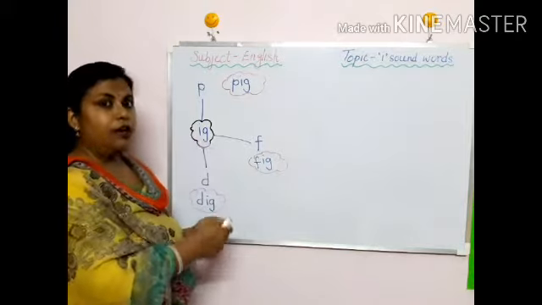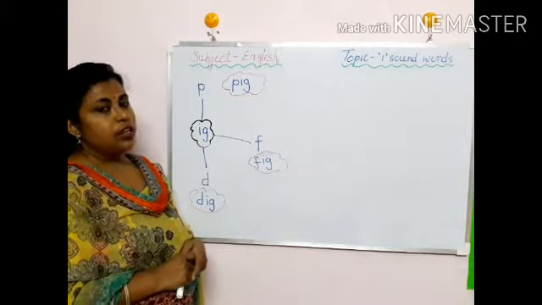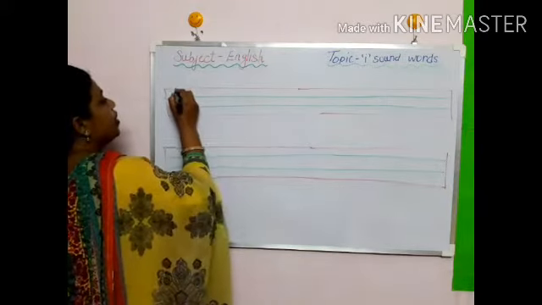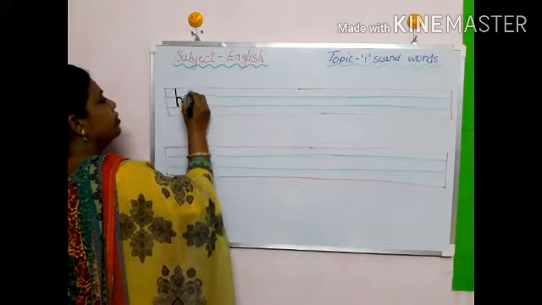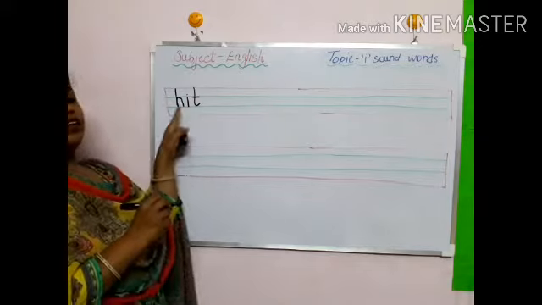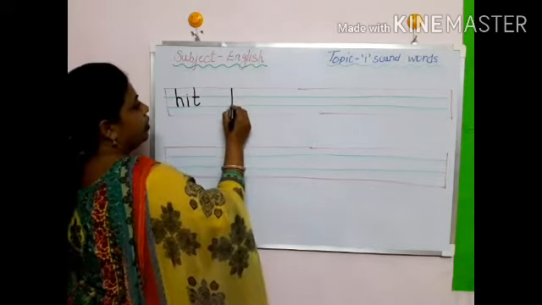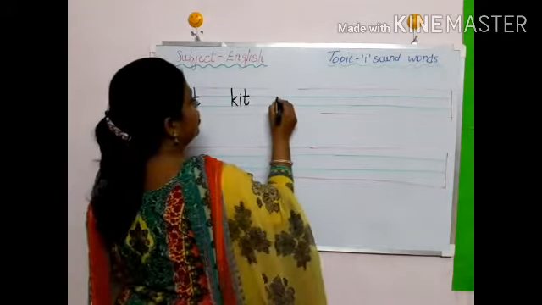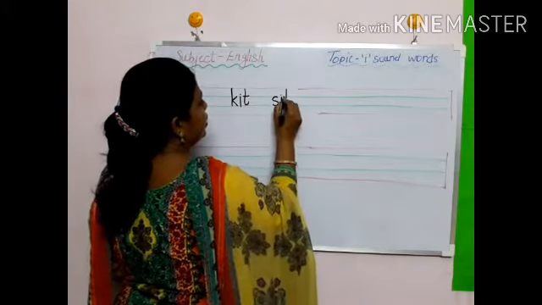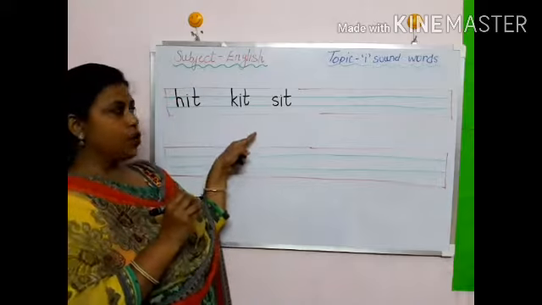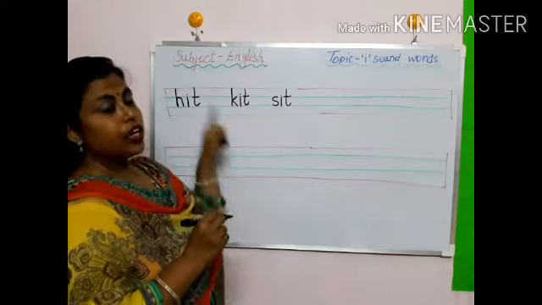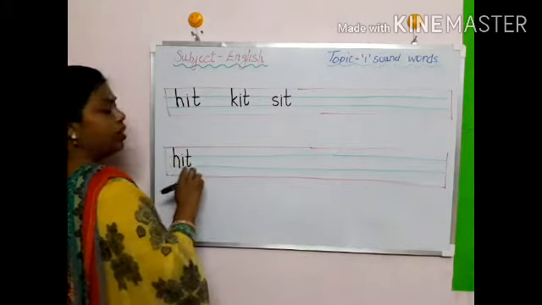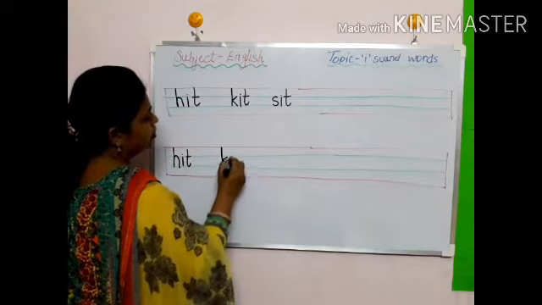This is I-G, ig. Before this, we have done it sounds. Now how will you write? Let's see. Now kids, you will write H-I-T, hit. K-I-T, kit. S-I-T, sit. These are the it sound words. You will do this in one page. Again, H-I-T, hit. K-I-T.